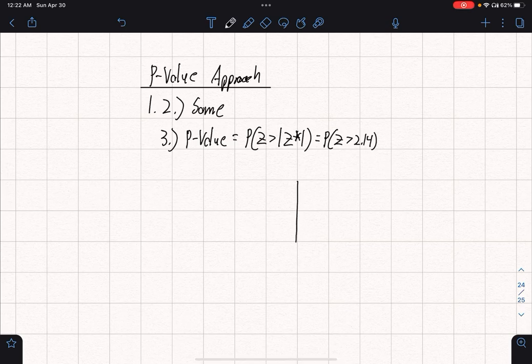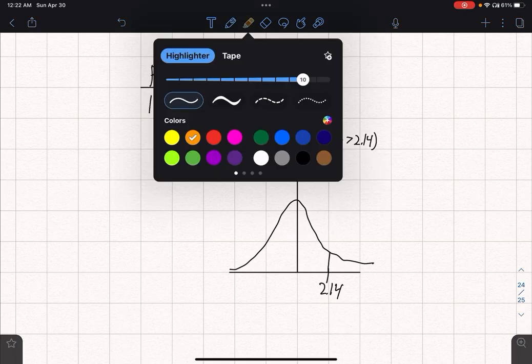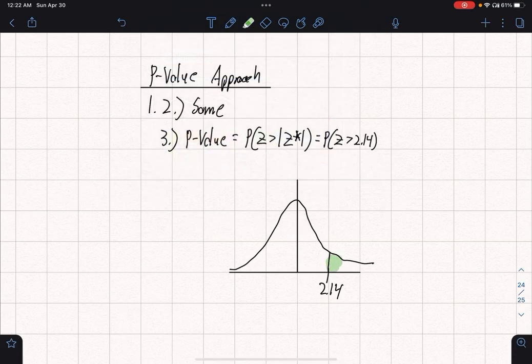So let's draw this. 2.14. What is this area equal to? If we look that up, this is 0.0162.